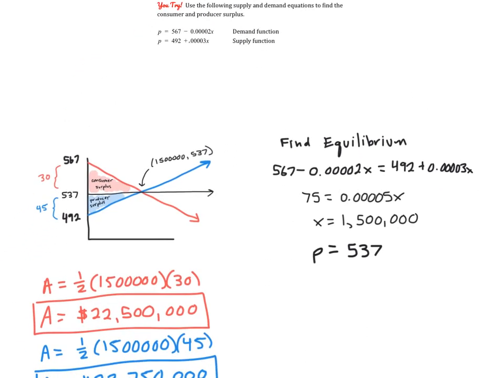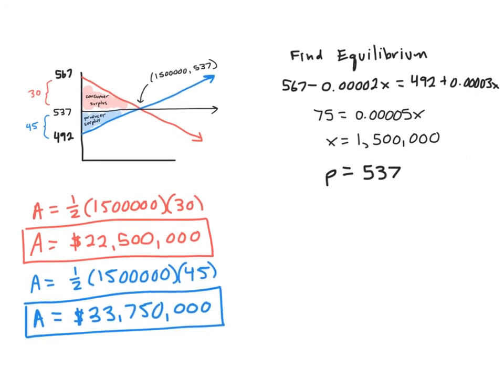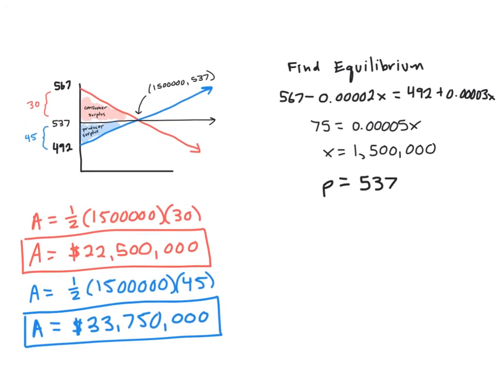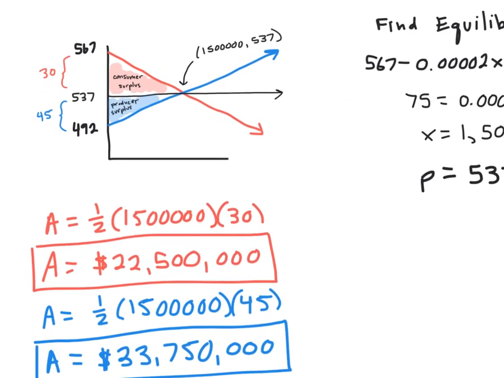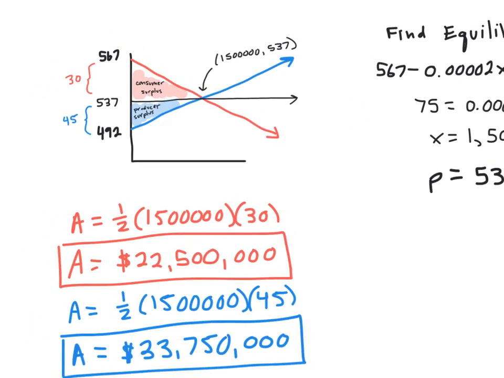Okay, so here's our graph. You can see that the first thing I did over here was I found this equilibrium point. I did that using substitution. Since they have the same price, I set them equal to each other, and I solved for x. So x was 1,500,000, and then I substituted that in here to find p, which is 537. So the ideal number of products to produce is 1,500,000, and the ideal price to set it at is 537.